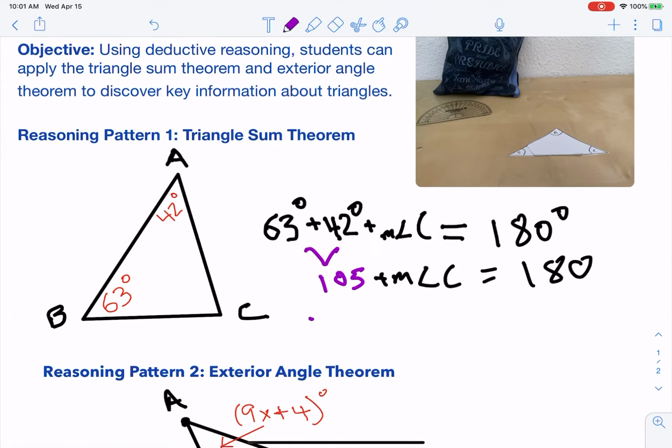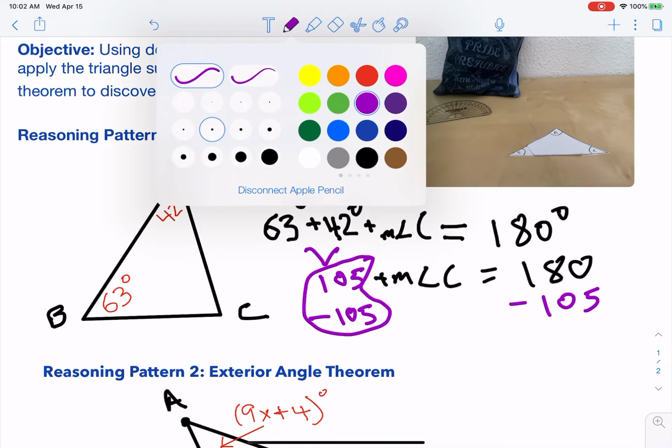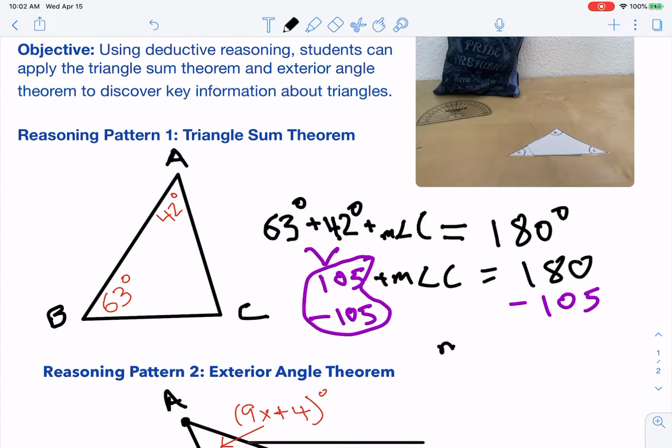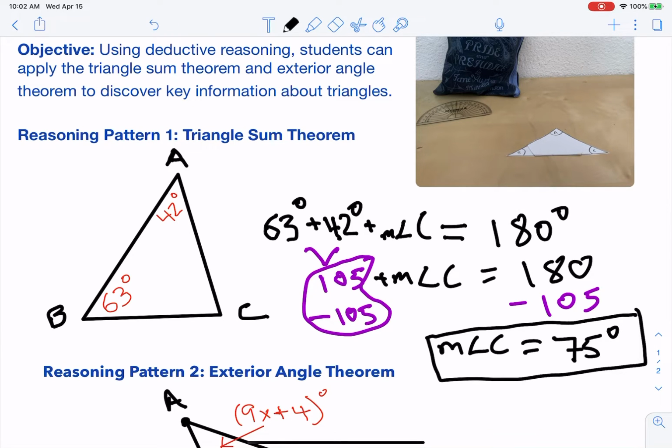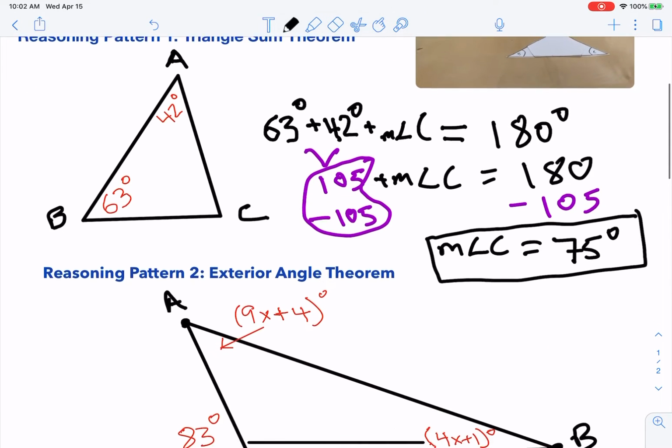We're going to subtract 105 on both sides using the subtraction property of equality. We're going to make a 0 here. Minus 105. And we get, using the triangle sum theorem, the measure of angle C equals 180 minus 105, which is 75 degrees. Now that's pretty straightforward, and I happen to know it's something that you guys have done in previous years as well, actually back in the 6th grade even.